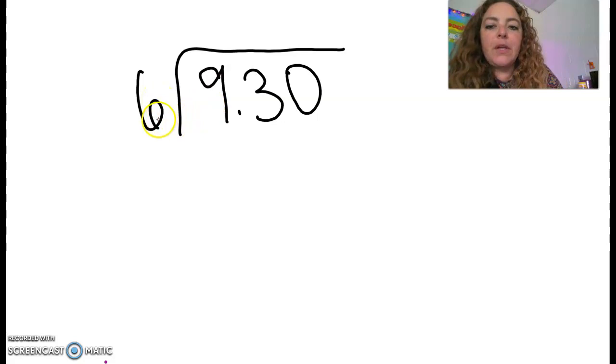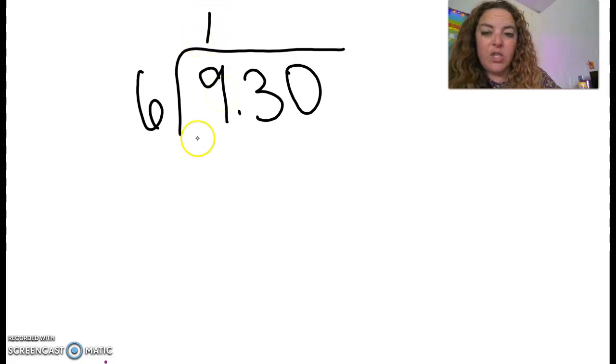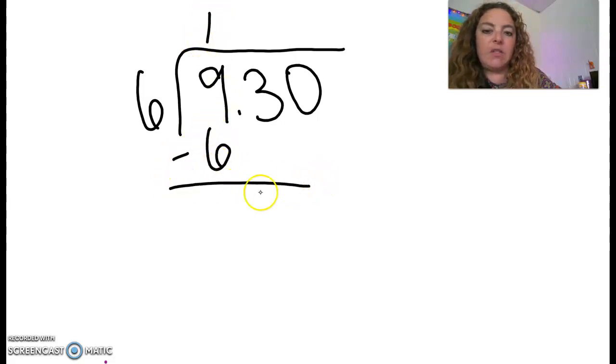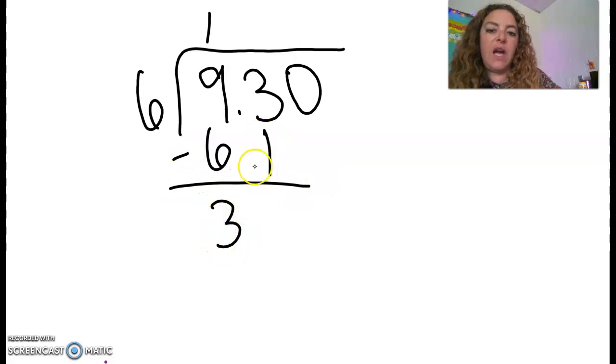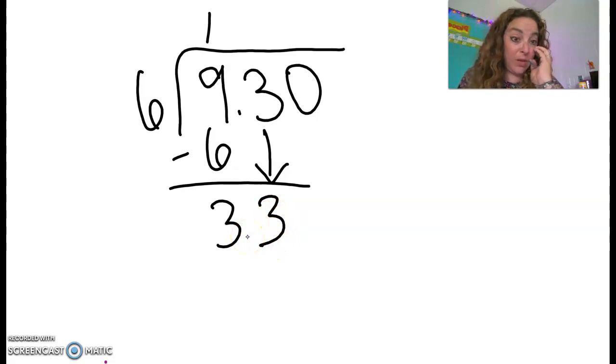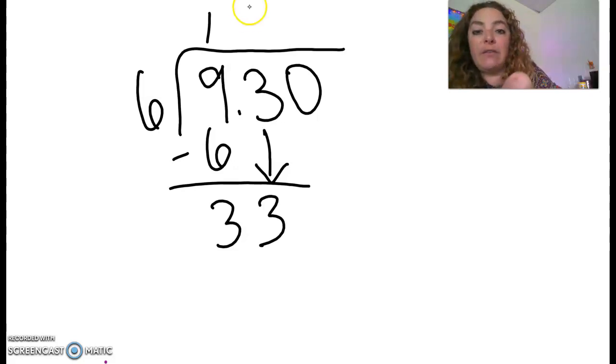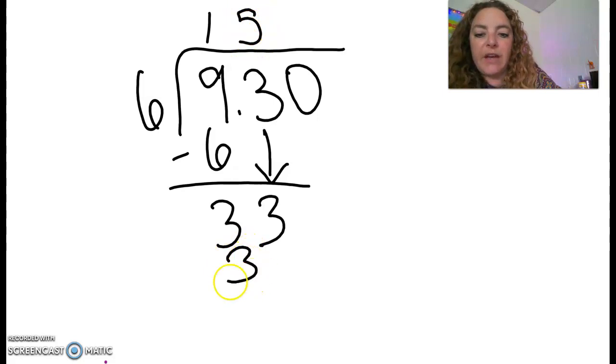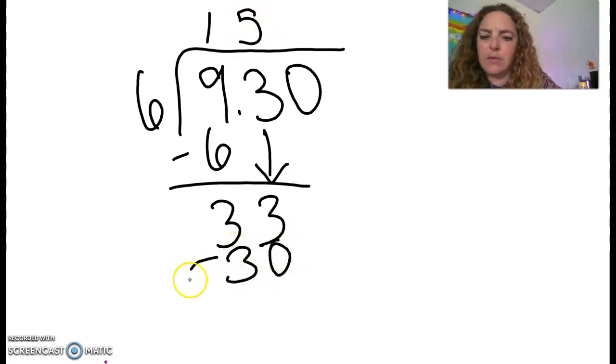Okay. So here we go. So 6 into 9. It doesn't go more than once. I can only do one time, which is 6. So 6 times 1 is 6. I'm going to subtract. I get 3. I'm going to bring down a 3. 6 into 33. Okay, so I have to think about knowing my 6s and what happens with a 6. So 6, 12, 18, 24, 30. Okay, so that was times 5. So it's just good knowing those basic facts. And hopefully you're doing it faster than I just did. I was just modeling for you.